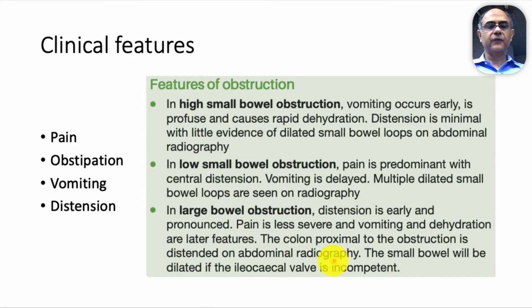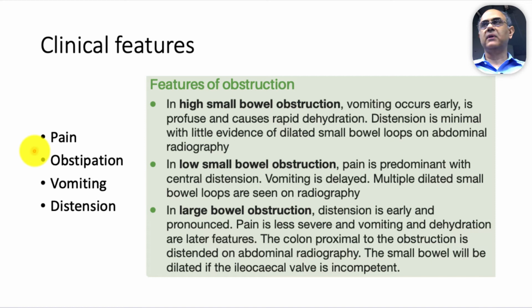So now the clinical features. There are 4 cardinal signs of intestinal obstruction: pain, vomiting, obstipation and distension. Obstipation is absolute constipation, when the patient is not passing flatus as well as stools, and constipation is when the patient is passing sometimes flatus but not the stools, which is also sometimes called relative constipation. So absolute constipation or relative constipation. These are the 4 features which have to be present in a case of intestinal obstruction.